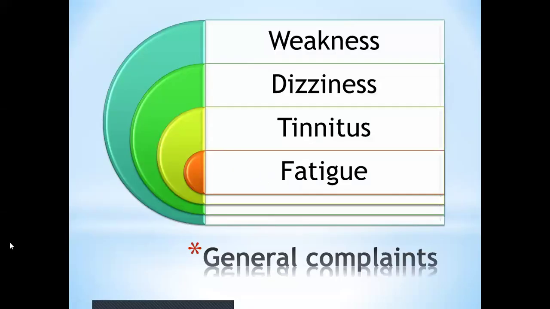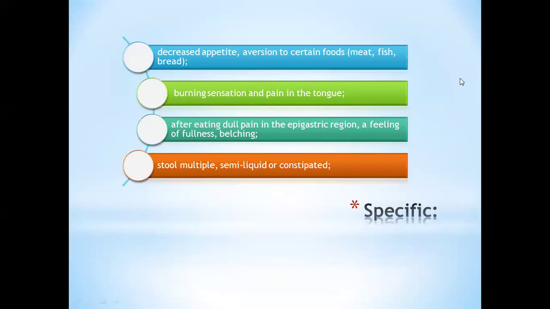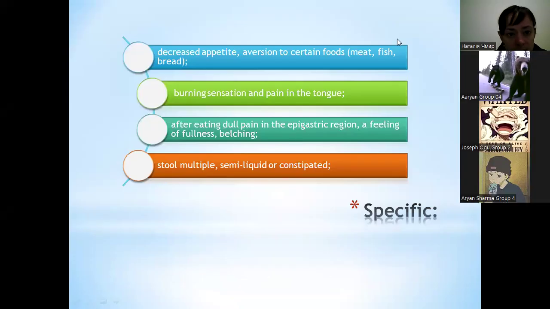Okay, let's talk about general complaints of the patient with diseases of the blood system. The most common are weakness, dizziness, tinnitus, and fatigue. Specific complaints of the patient with blood diseases: decreased appetite, aversion to certain foods, meat, fish, bread, burning sensation and pain in the tongue after eating, dull pain in the epigastric region, a feeling of fullness and belching, stool multiple, semi-liquid or constipated.